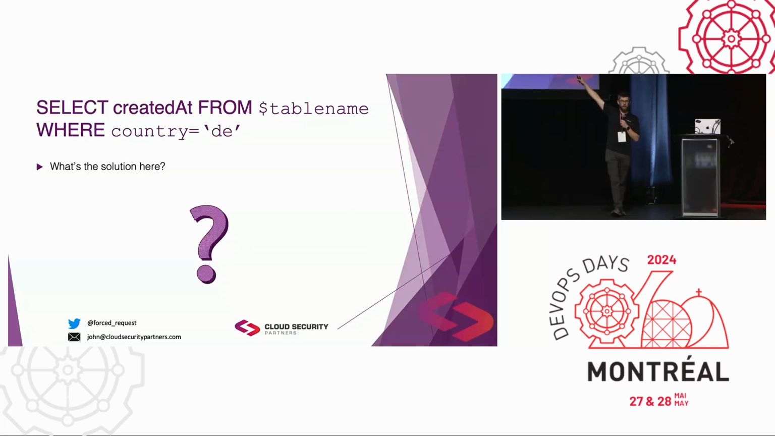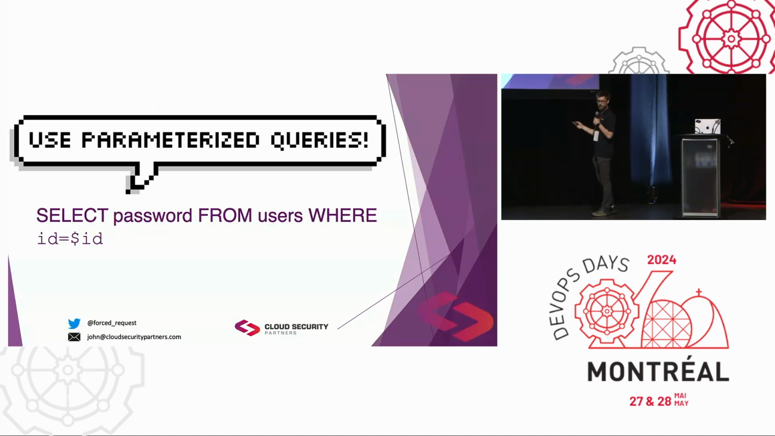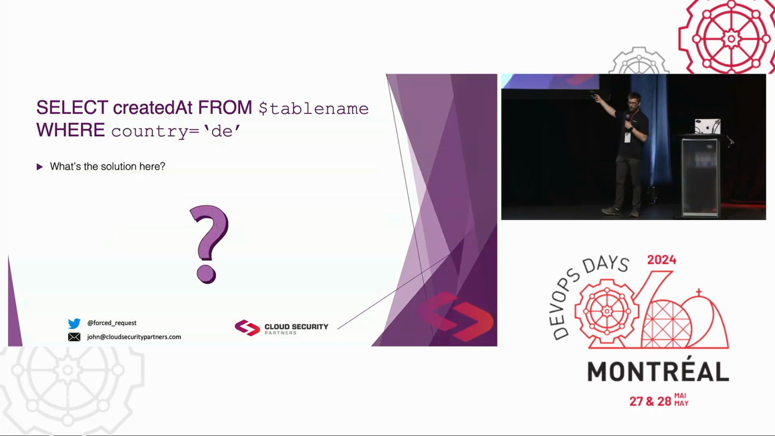Okay, so another example. What's the solution here? This same query is vulnerable to SQL injection. And in the past slide, let me go back, I said the solution is to use parameterized queries. Separate the data from the structure of the query. What's the solution in this case? Is it parameterized queries?